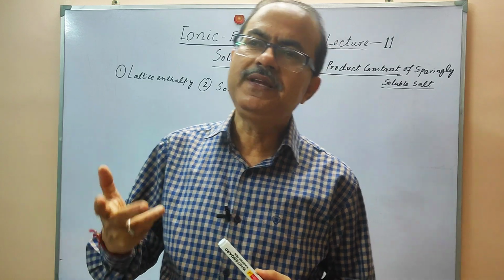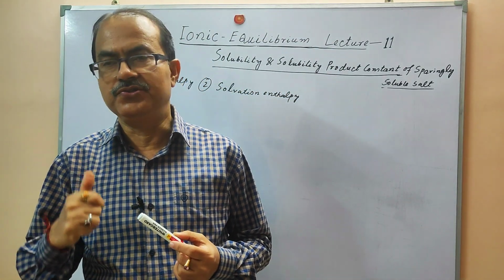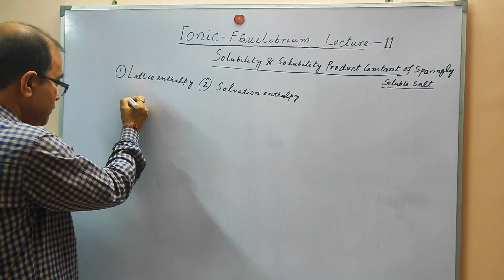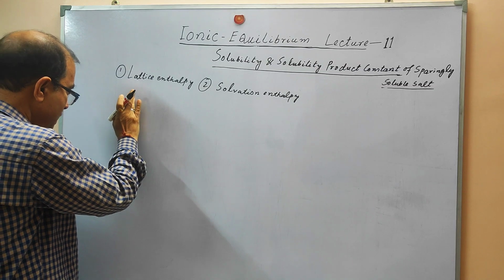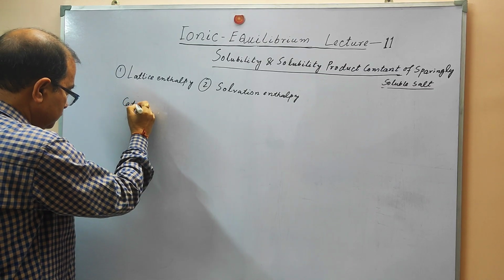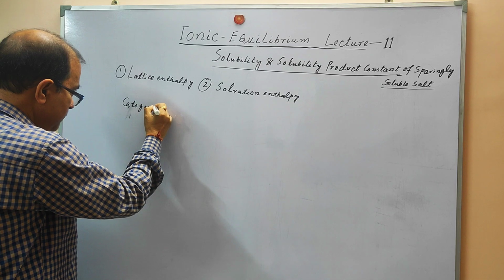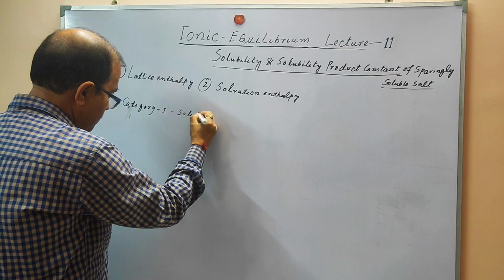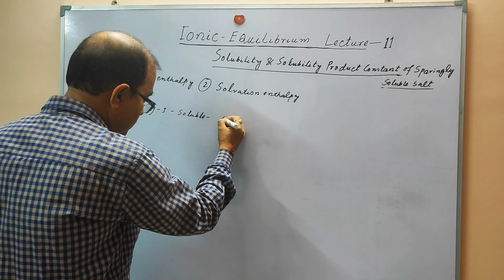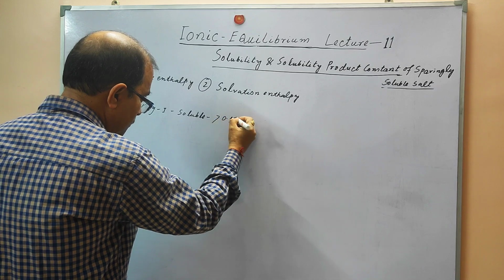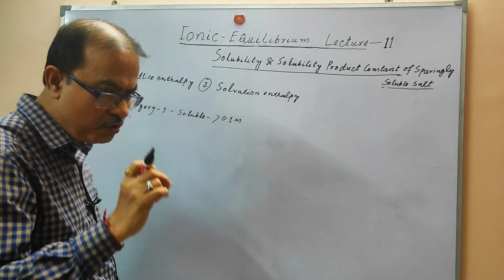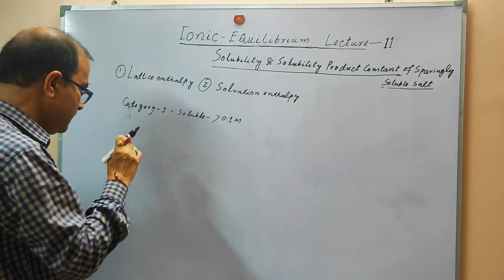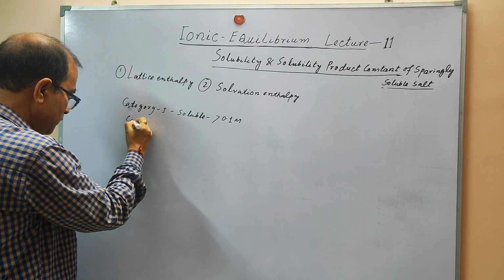Now, the solubility of ionic solids can be categorized in three ways. There are basically three categories. Category 1 is soluble, where the solubility is greater than 0.1 mole. When a solid has a solubility greater than 0.1 mole, we say that solid is soluble.